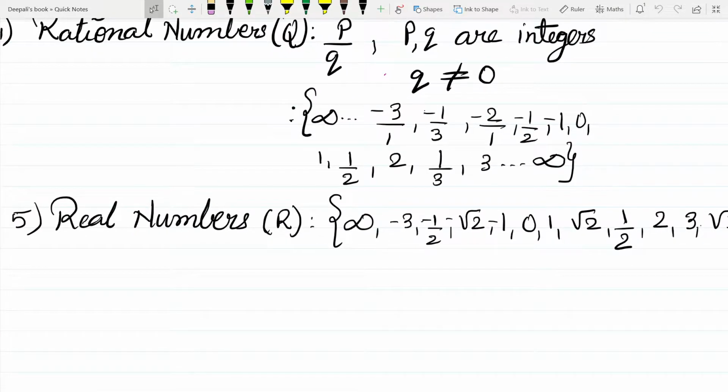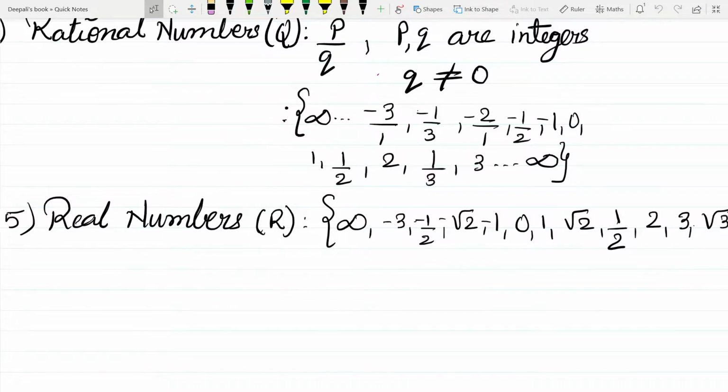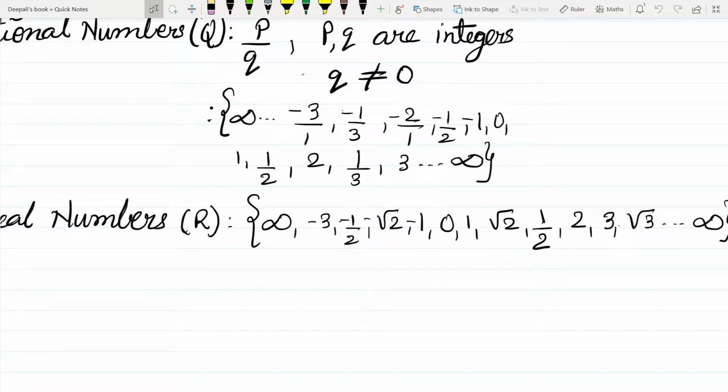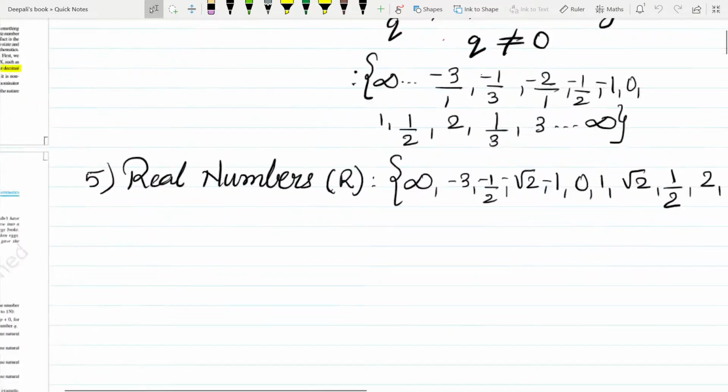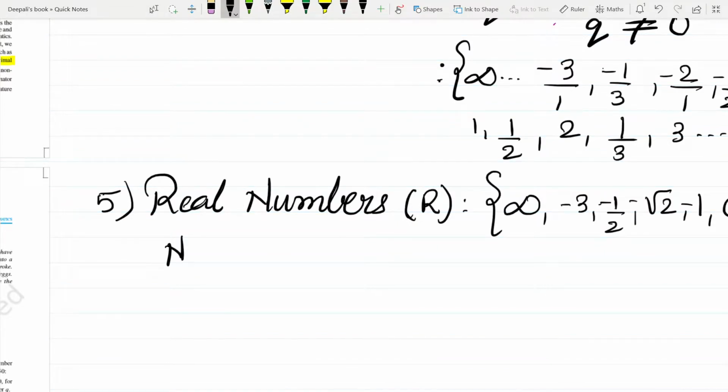The biggest set is real numbers, represented by R. They contain all the other sets of numbers along with irrational numbers. They are from infinity to -3, -2, -1 by 2, minus under root 2, -1, 0, 1, under root 2, 1, 2, 3, under root 3 till infinity. That is the largest group of numbers. If we try to put this in set notation form, then N is a subset of W, is a subset of Z, is a subset of Q, is a subset of R.